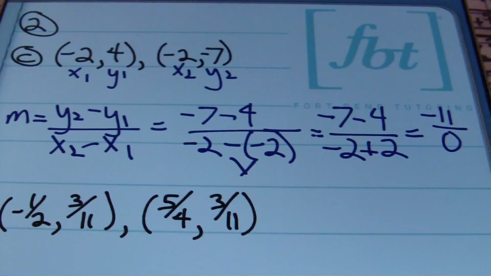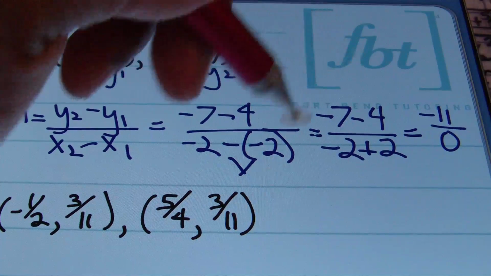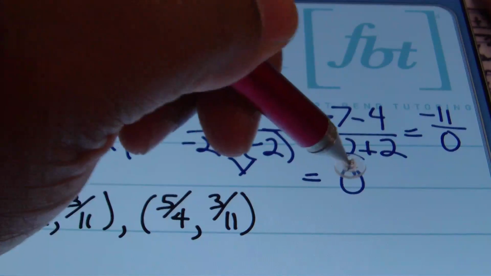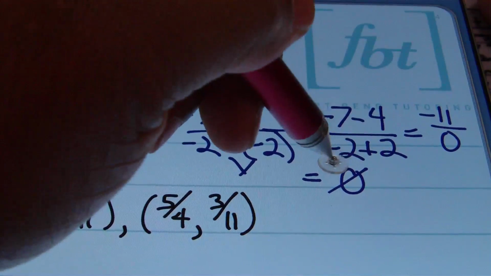Okay, now, ladies and gentlemen, you should know that anytime you have 0 in the denominator of a fraction, that's undefined. It doesn't make sense. So therefore, you end up with a result that is either no slope, you can write no slope, or you can use the null set to say that it's undefined. It doesn't exist in this problem because it's a vertical line. All right, so you don't have a slope in this problem.